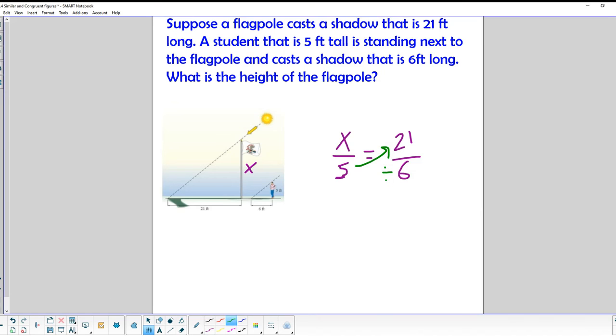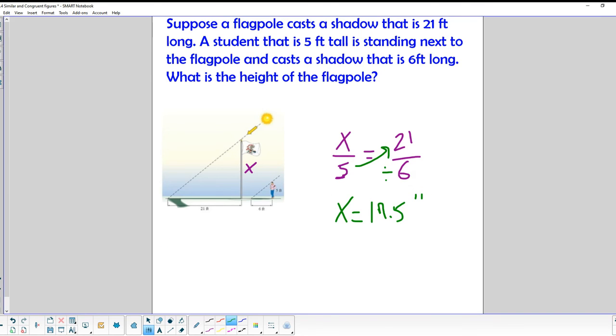And when I do that, I get my calculator going. I have 5 times 21 equals, and then I divide that by 6, and that's going to equal 17.5. So x equals 17.5 feet tall.